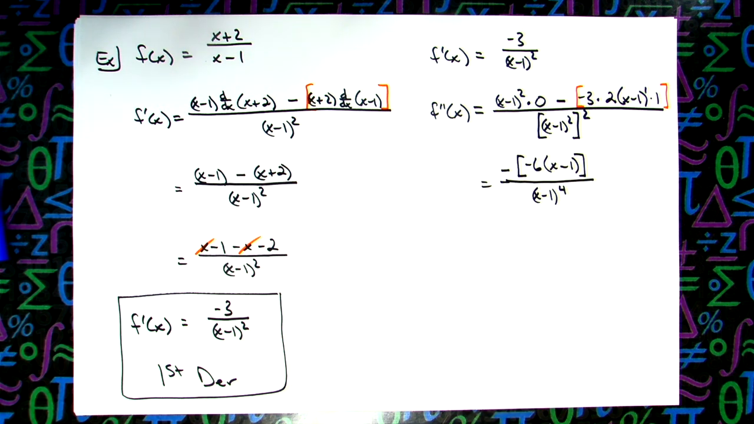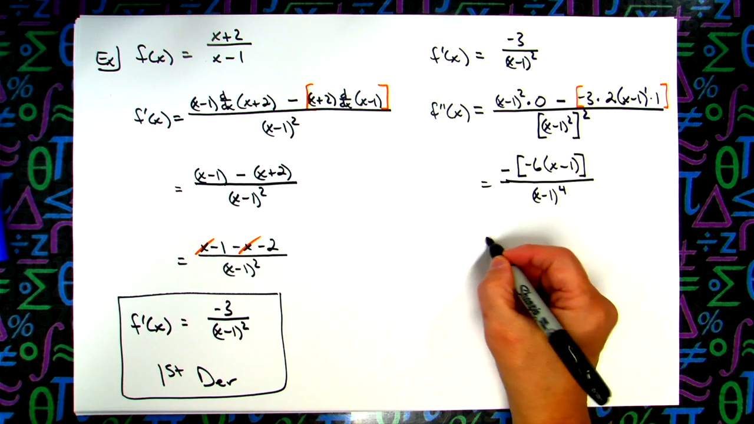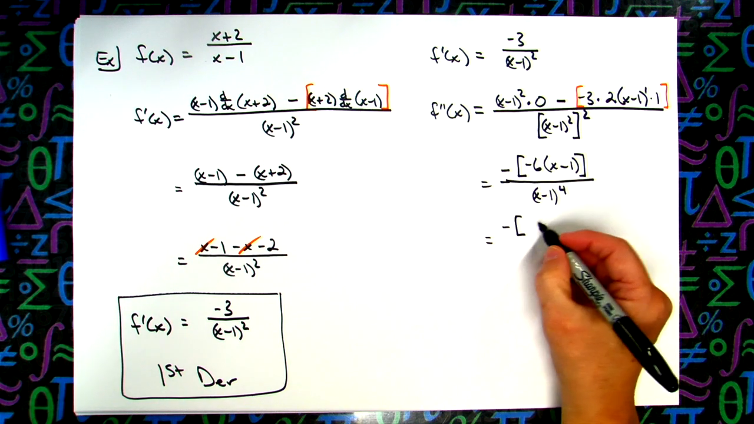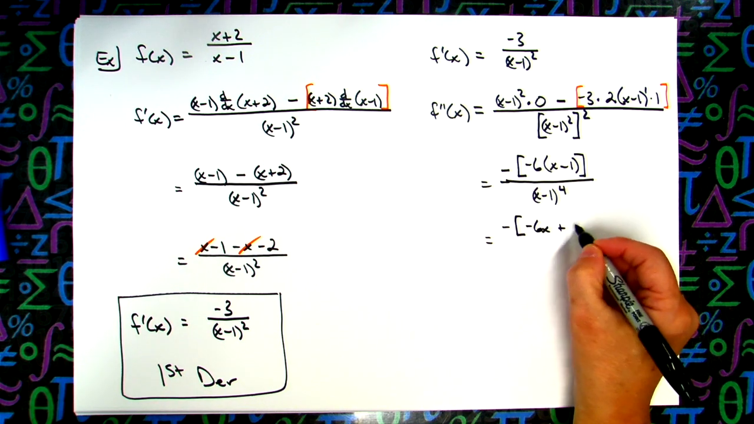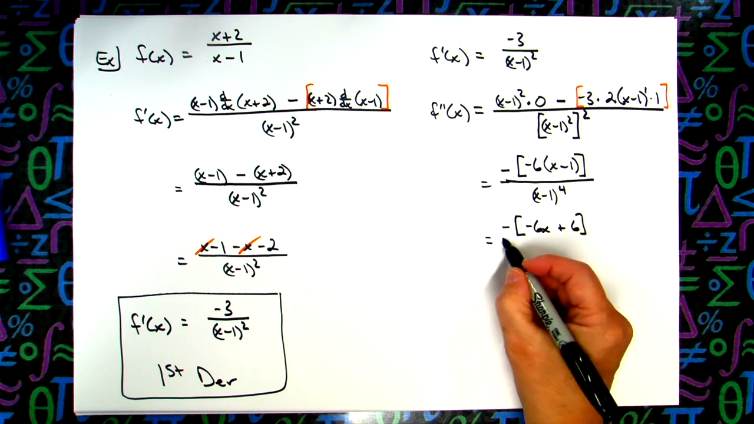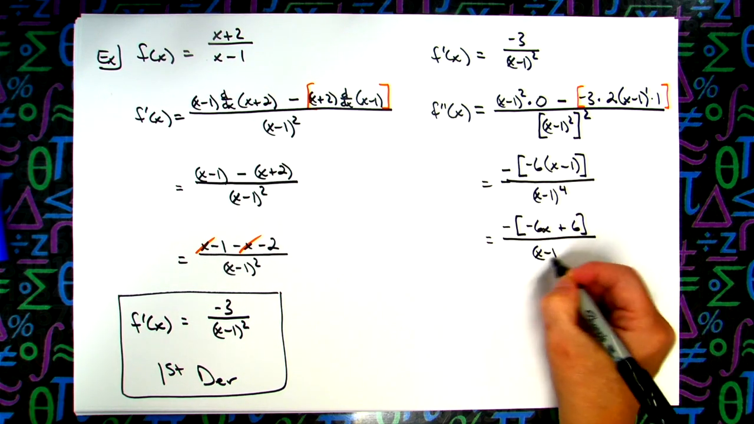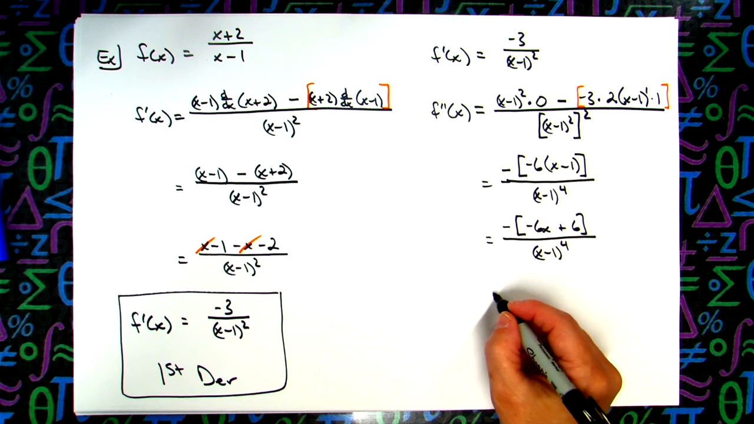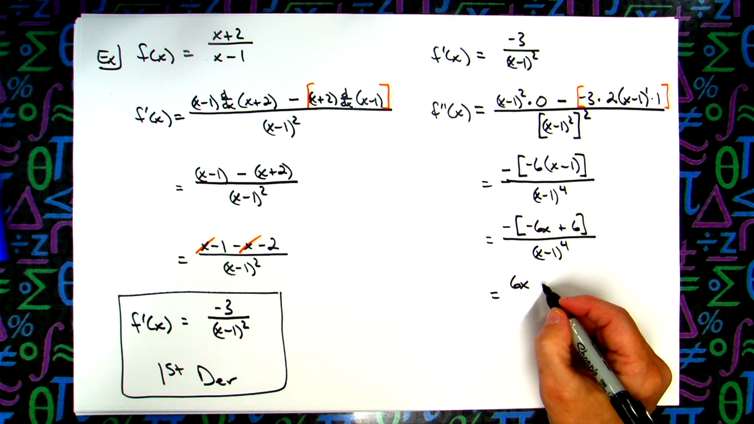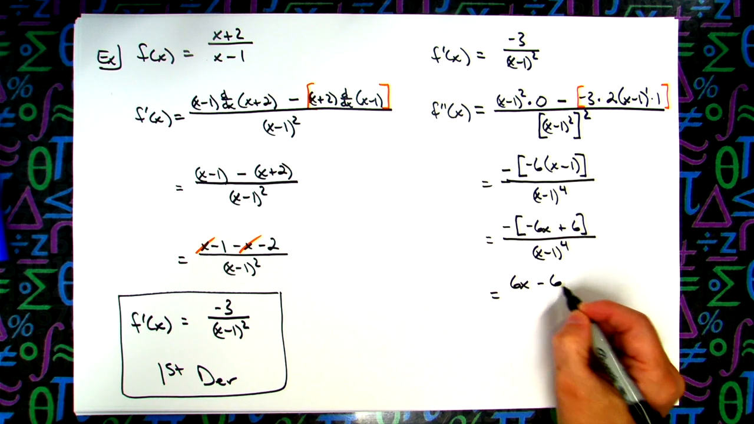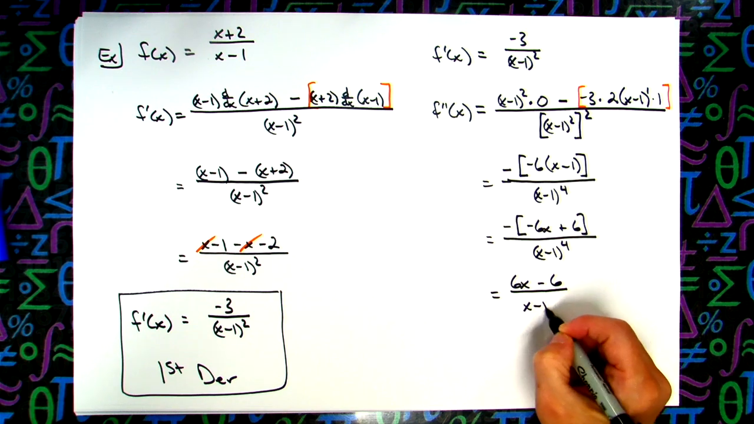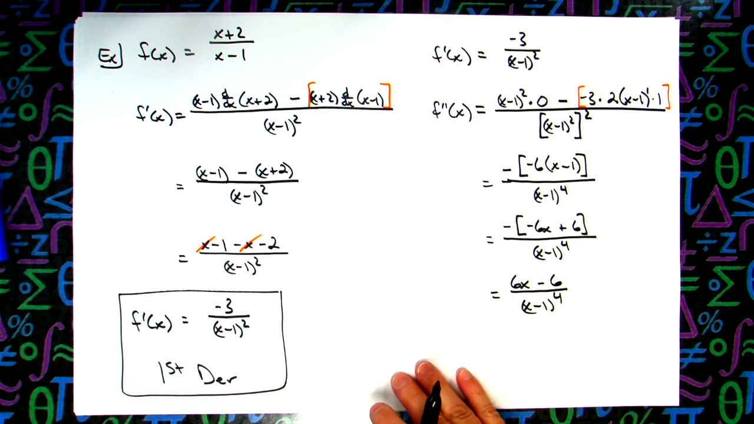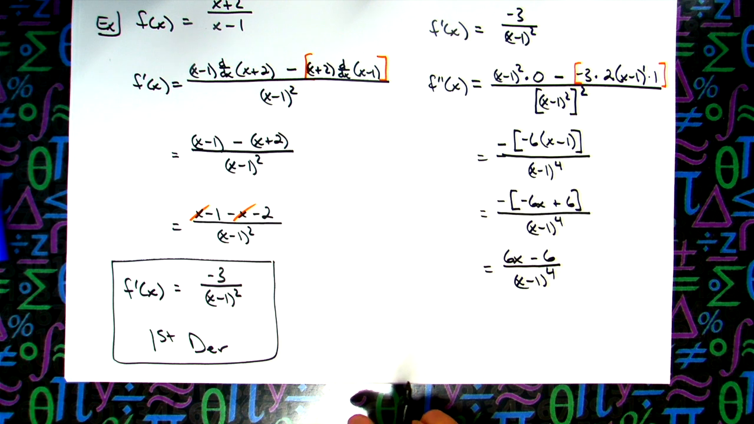Okay. Now, I don't know how much I want to distribute and how much I don't. Let's go ahead and use the distributive property. All right, so let's keep the negative on the outside. Negative 6x plus 6. Good so far? Can we distribute one more time? So it would be positive 6x minus 6, don't let me screw this up, all over x minus 1 to the 4th. I wanted to do that, get down to a nice little thing here.